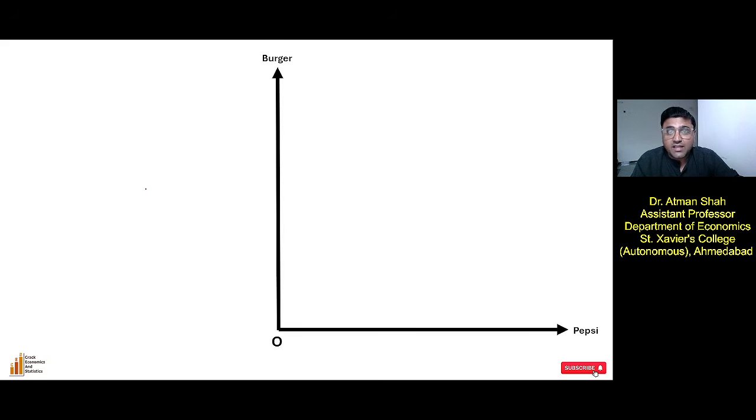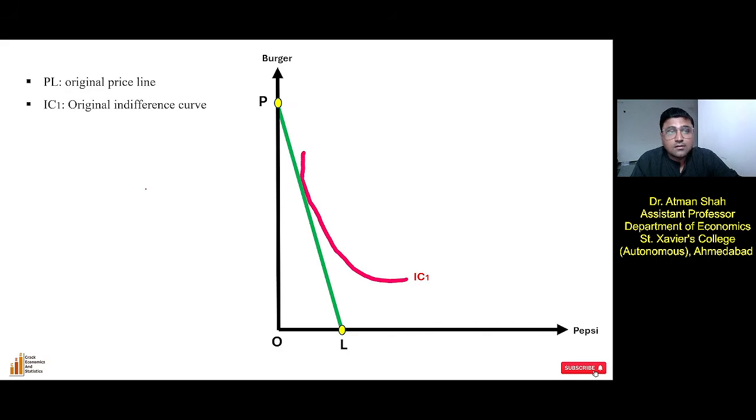Now let's understand this with the help of the diagram. On horizontal axis, we are measuring units of Pepsi. On vertical axis, we are measuring the units of burger. So we have original price line, that is PL. This is indifference curve IC1. So IC1 is the original indifference curve and A is our equilibrium point. At this point, price line is a tangent to indifference curve 1. And consumers buy OX units of Pepsi at point A.